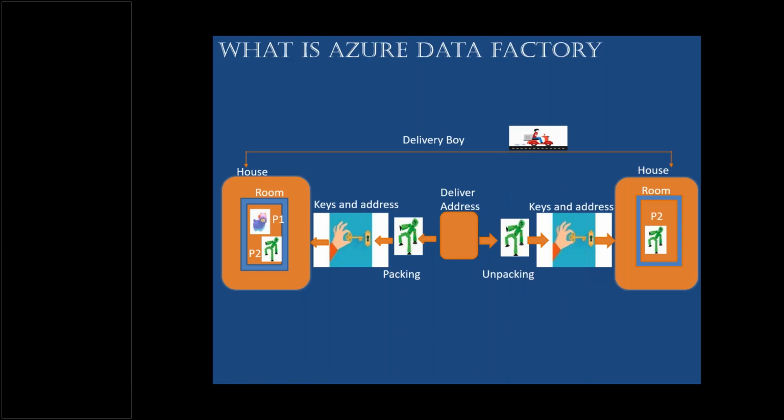Let's imagine I just asked them to move this particular object from here to here. There is a delivery boy who is going to do it. Clear? So on top of it, there will be a delivery manager who will manage all these things. How many of you understood this? How many of you did not understand this flow?